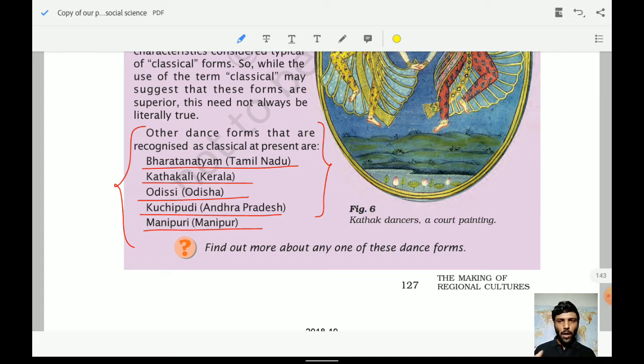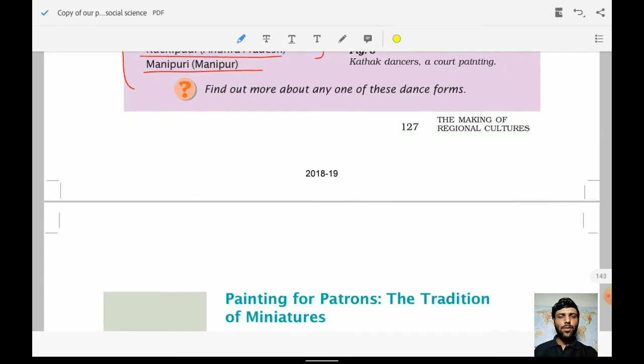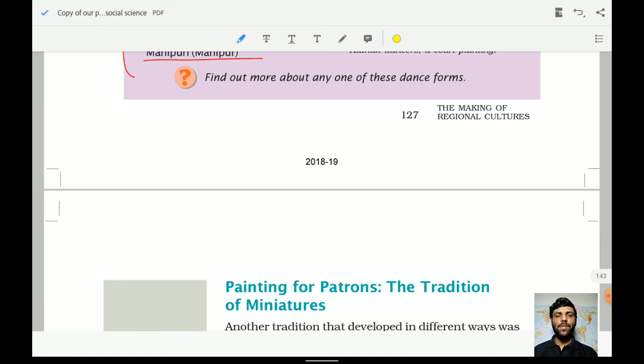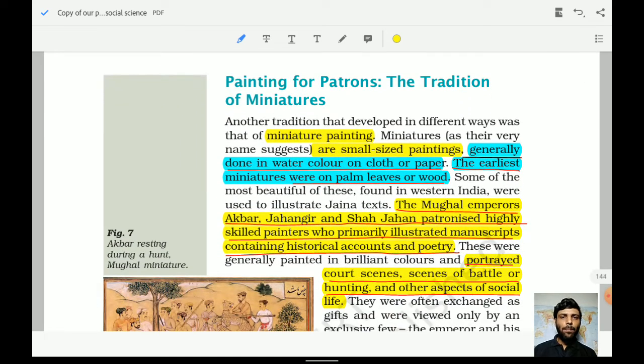Okay, so understand all these names. The other 5 apart from Kathak: Bharatnatyam from Tamil Nadu, Kathakali from Kerala, Odissi from Odisha, Kuchipudi from Andhra Pradesh, and Manipuri from Manipur. So these are the 6 classical dance forms. Now, how did the paintings get their patterns, and how did the tradition of miniature painting evolve in the Indian subcontinent? Miniature paintings are small-size paintings.